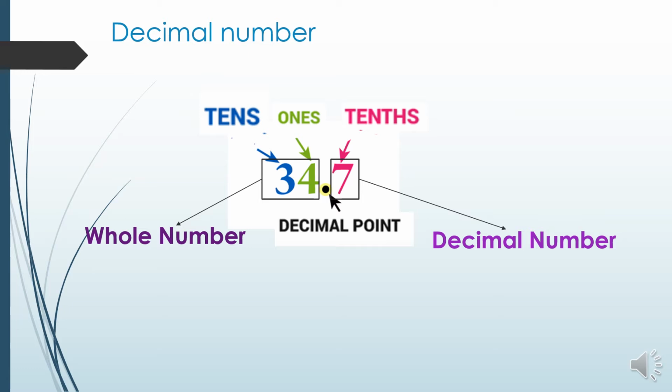And this is the tenths. After the point, we have the tenths. Okay? Then, before the point, we start as usual: ones, tens, hundreds, thousands, and so on. And after the point, we have tenths, hundredths, thousandths, and so on.